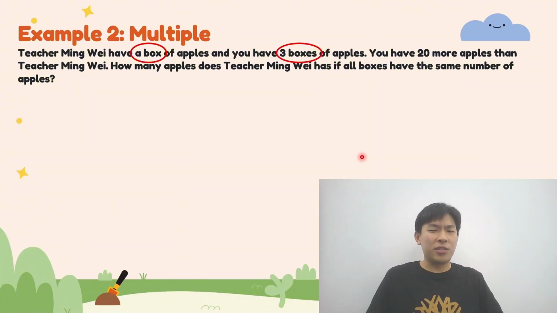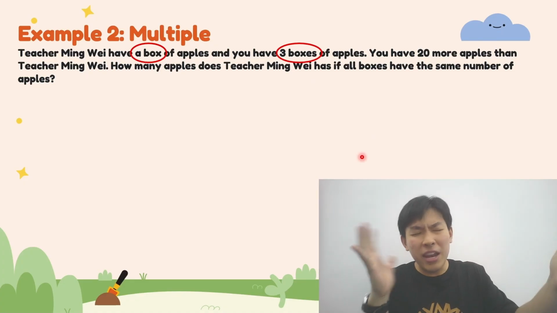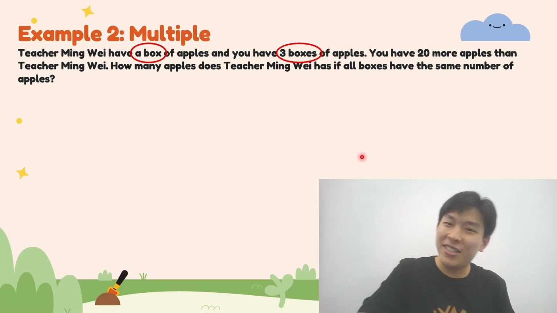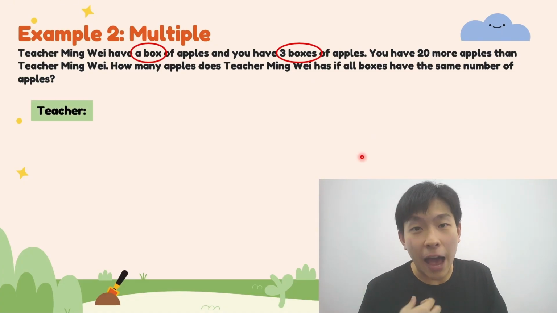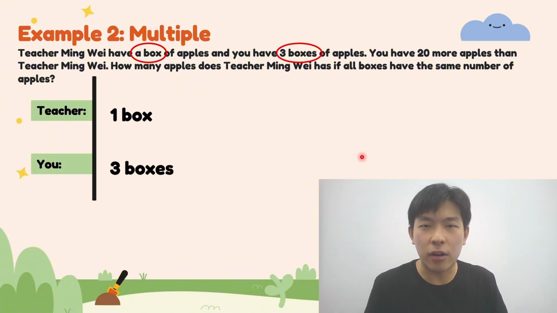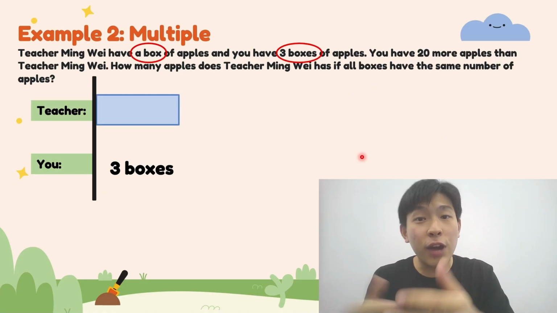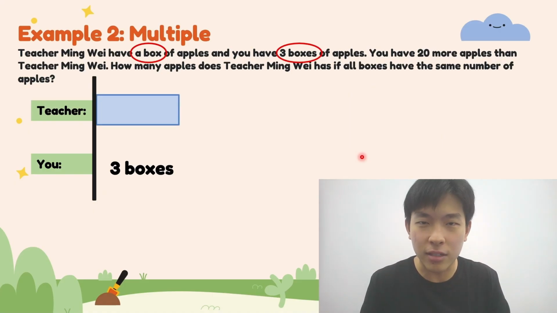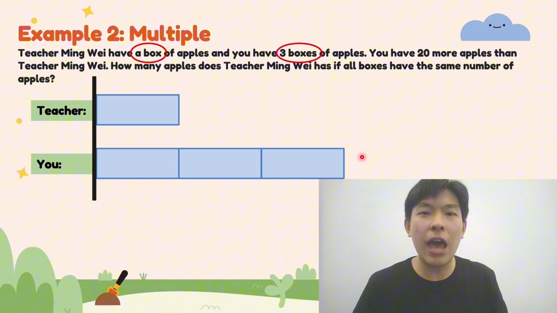Now, how should we approach this problem? So many boxes and apples, so let's just draw. So first you have me and you. Then I have 1 box and you have 3 boxes. So let's draw 1 blue rectangle here to indicate 1 box. So you will have 3 boxes of apples.